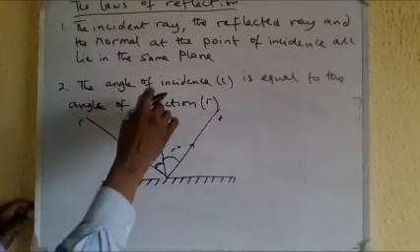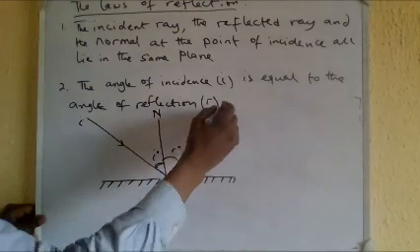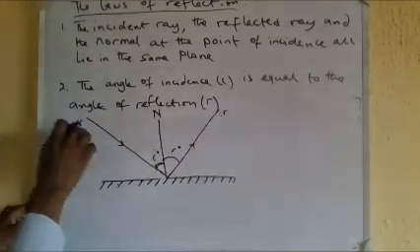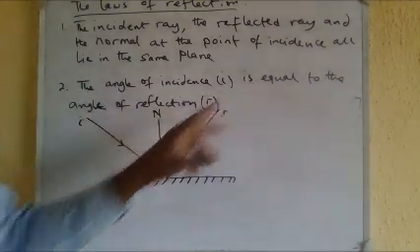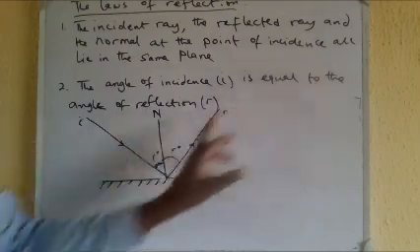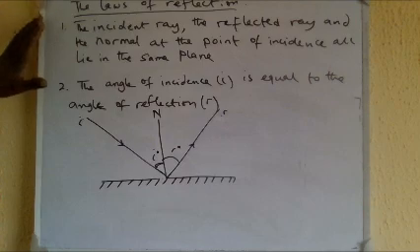Let me name this one normal here. N, normal. This one is the reflected ray. This one is the incident ray. So the angle of incidence is equal to the angle of reflection. So this is the law of reflection, or the laws of reflection.